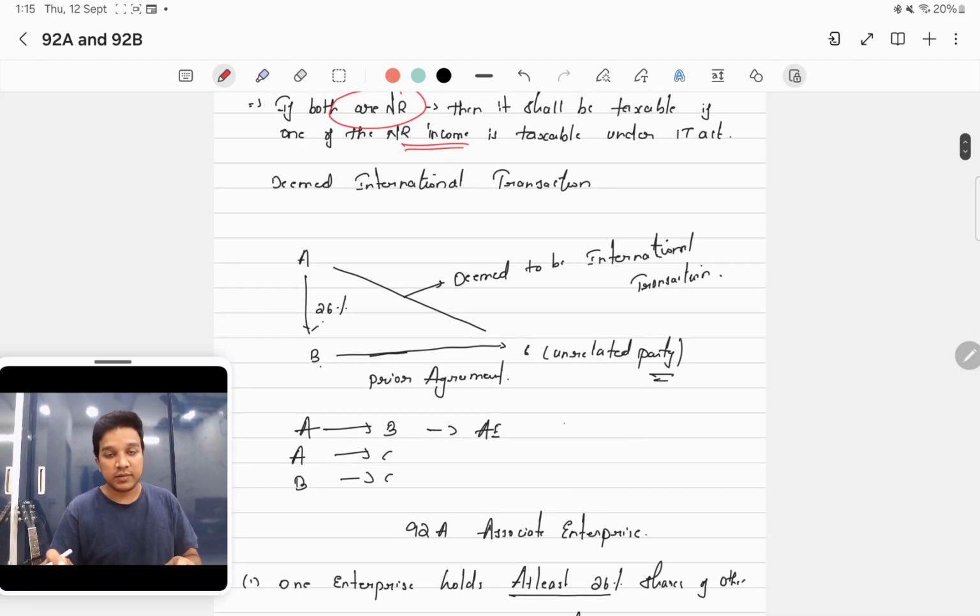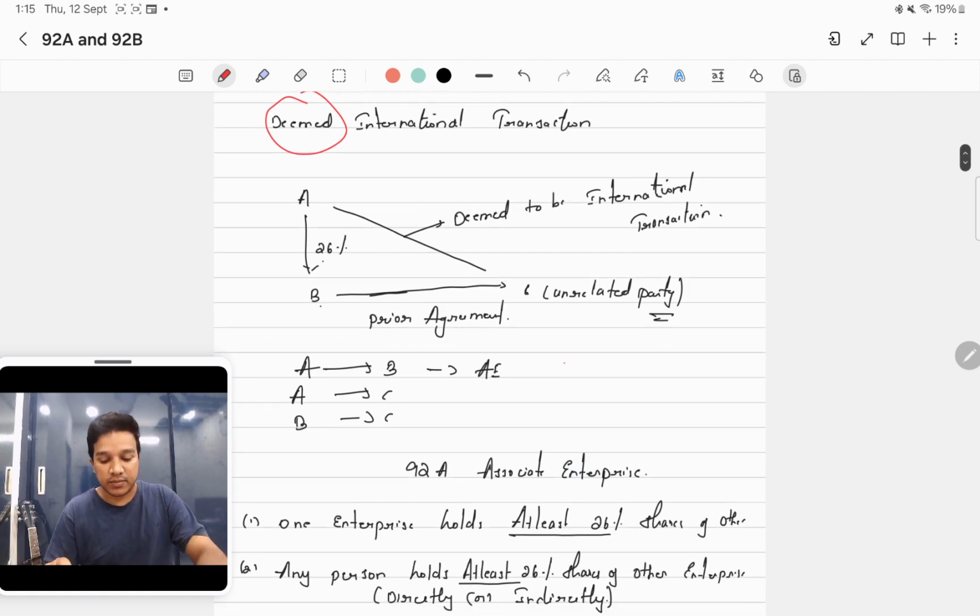Okay, so sometimes I enter into a transaction with an unrelated party, not an associate enterprise. Then also it will be treated as transfer pricing, international transaction. That is, it will be deemed to be an international transaction. Let's understand that with an example here.